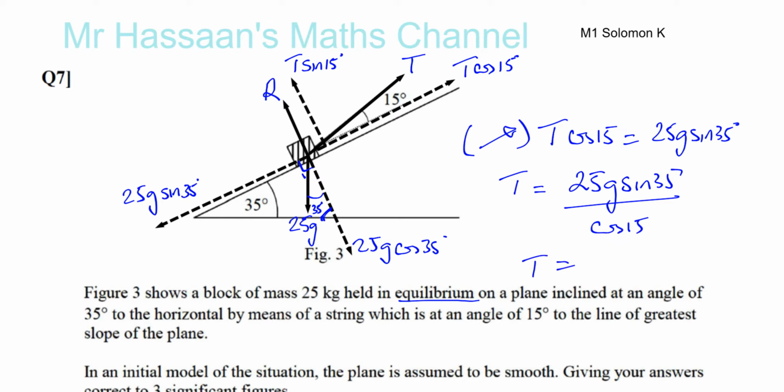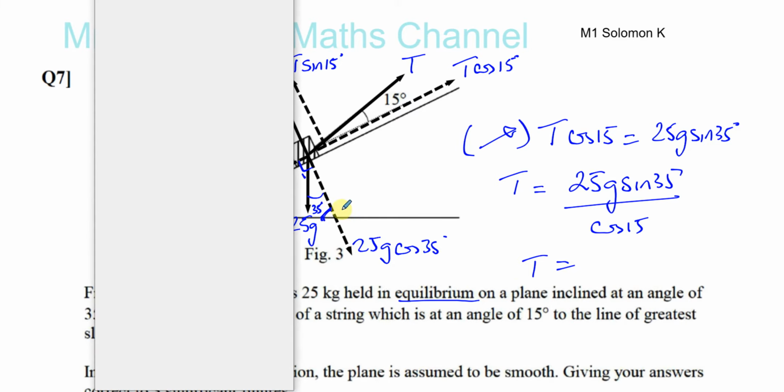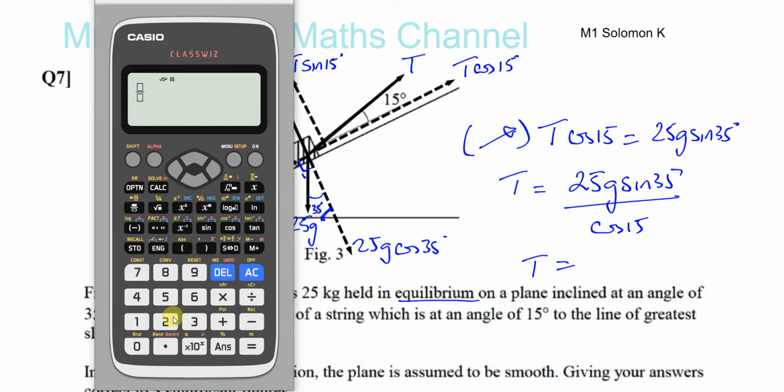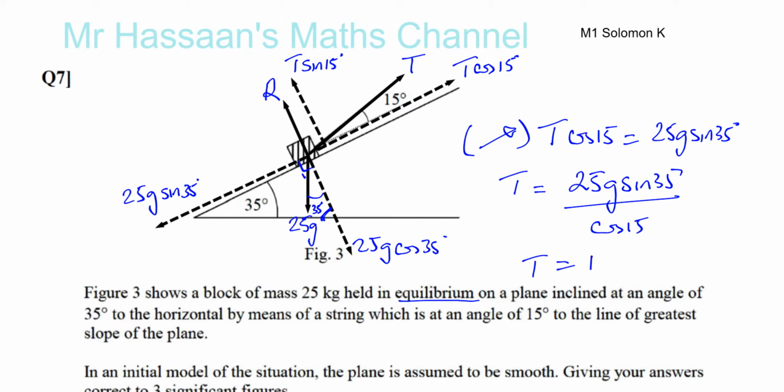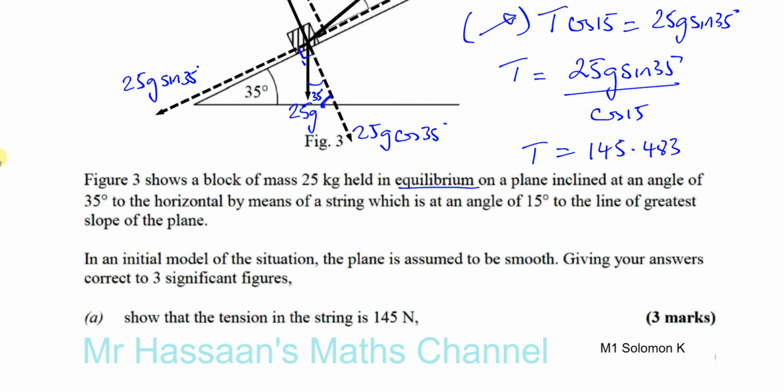So let's just stick that in the calculator and we should get the answer. So we have 25 times g, which is 9.8, times sine 35, just to make sure we're in degree mode, yes we are, over cosine 15, and that gives us 145.483, and we have to round to 3SF. It tells us here, yes, that's correct.